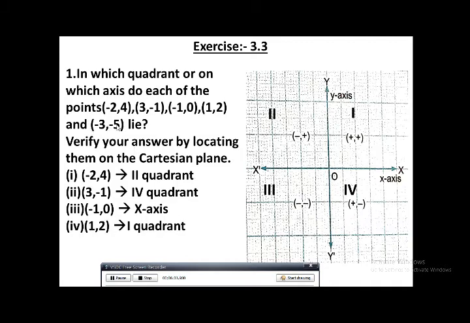Then (-3, -5). Both are negative. That means it will lie in the third quadrant. Students, this thing you will do: verify your answer by locating them on the Cartesian plane. You will locate these points on graph paper and you can check that this point is in the second quadrant, this one in the fourth, this on the x-axis, (1, 2) in the first quadrant and this one in the third quadrant. Clear? The next question.